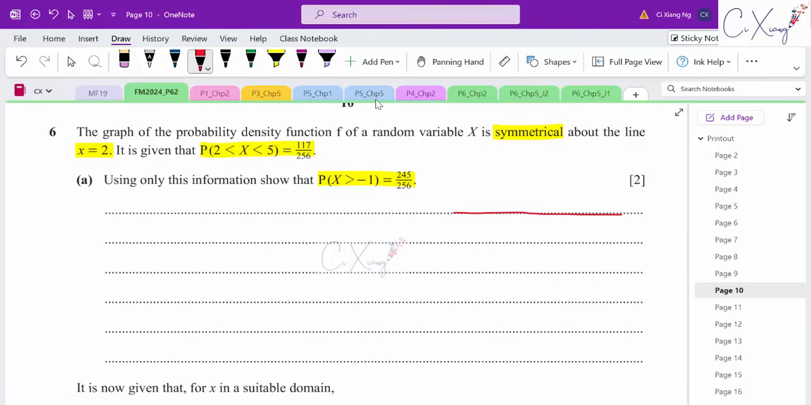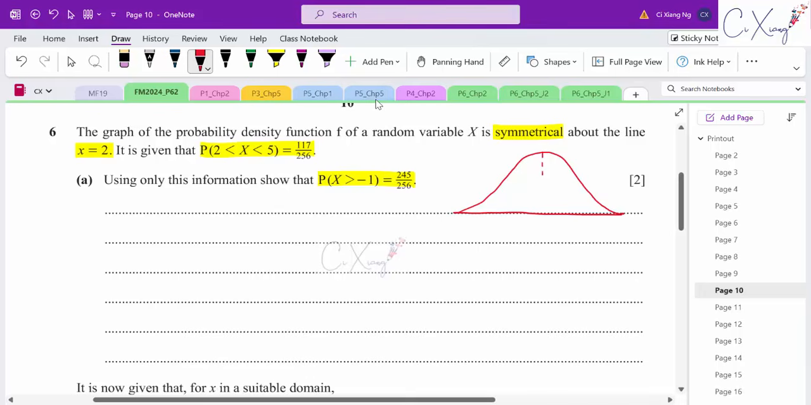Maybe I don't know how the graph looks, but I can simply draw any symmetrical graph. Then I know that this particular value here, 2, is the center line, the line of symmetry, x equals 2. Then the probability from x equals 2 until 5.